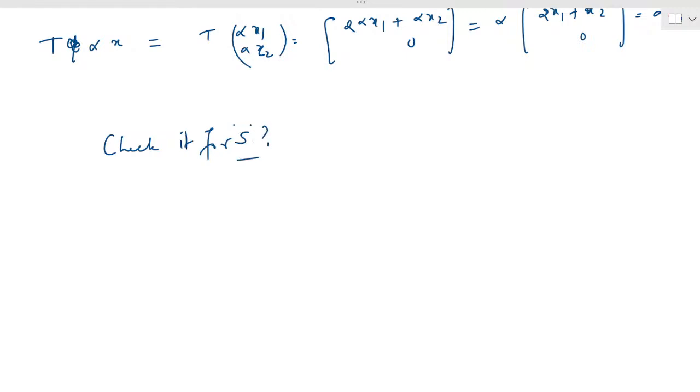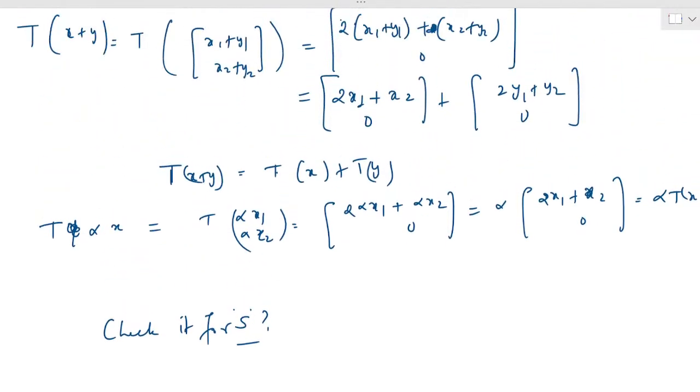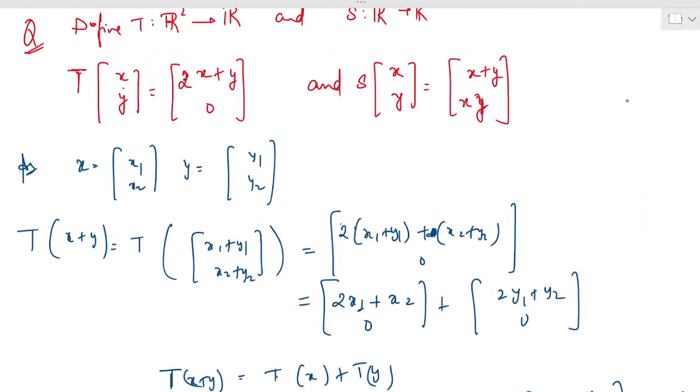Do you think that S forms a linear transformation? I'm giving you a minute. By that time I'll bring the charger because the laptop is off. So here is the definition. Just try to check it.